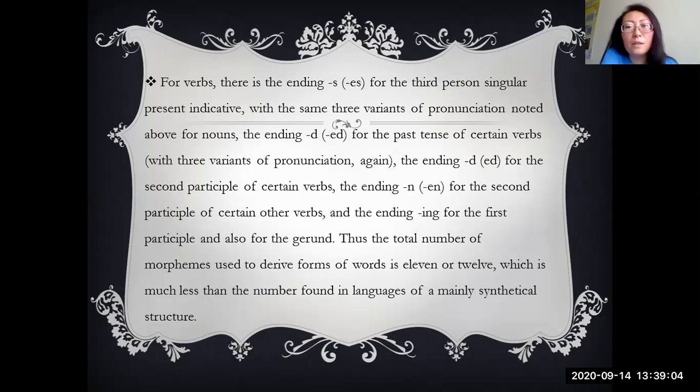The ending d or ed for the second participle of certain verbs. The ending n, en for the second participle of certain other verbs. And the ending ing for the first participle and also for the gerund. Thus, the total number of morphemes used to derive forms of words is 11 or 12, which is much less than the number found in languages of a mainly synthetical structure.